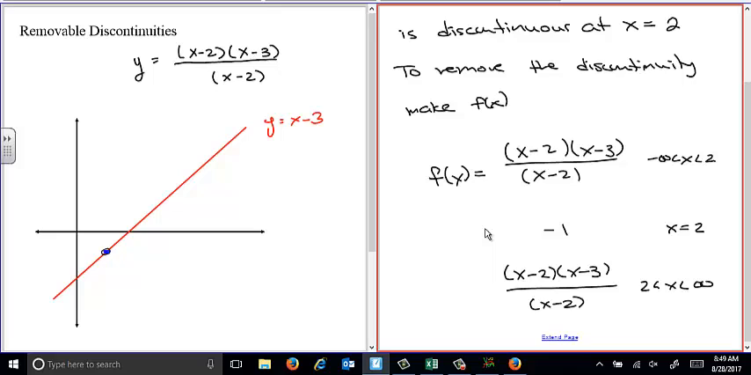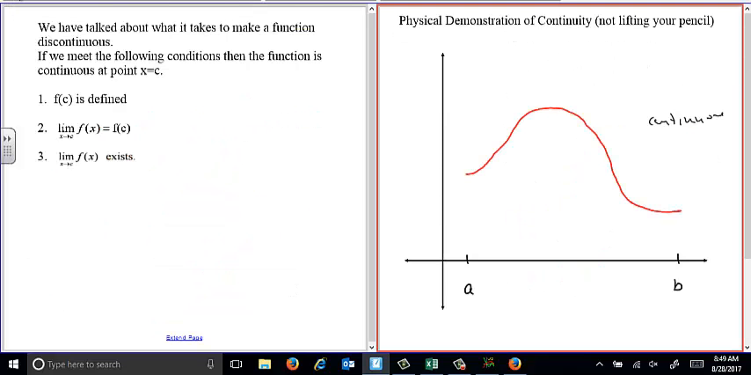So that's how you remove discontinuities. You can do that with functions where you have an indeterminate result and the limit exists. So this function now satisfies all 3 requirements. It initially did not satisfy the requirements because f of c was not defined, and also the limit did not equal f of c. The limit existed, the limit was negative 1, but these 2 requirements were not satisfied.